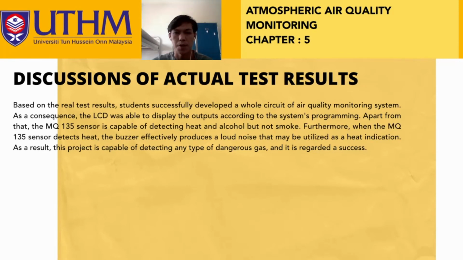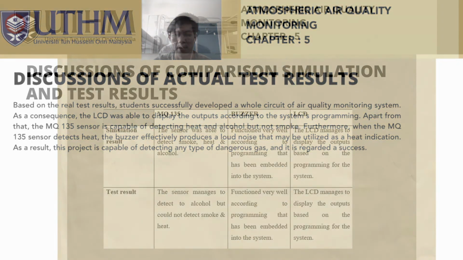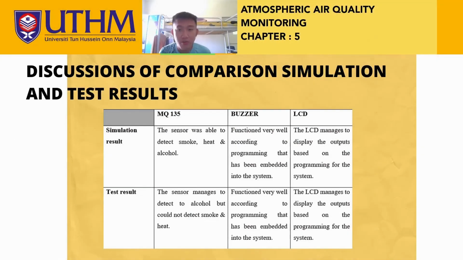For the actual test result, the LCD was able to display the outputs according to the system programming. From that, the MQ135 sensor is capable of detecting heat and alcohol but not smoke. Furthermore, when the MQ135 sensor detects heat, the buzzer effectively produces a loud noise that may be utilized as a heat indication. As a result, this project is capable of detecting dangerous gas, and it is regarded as a success. So, moving on to the discussion and comparison of the simulation and actual test result.